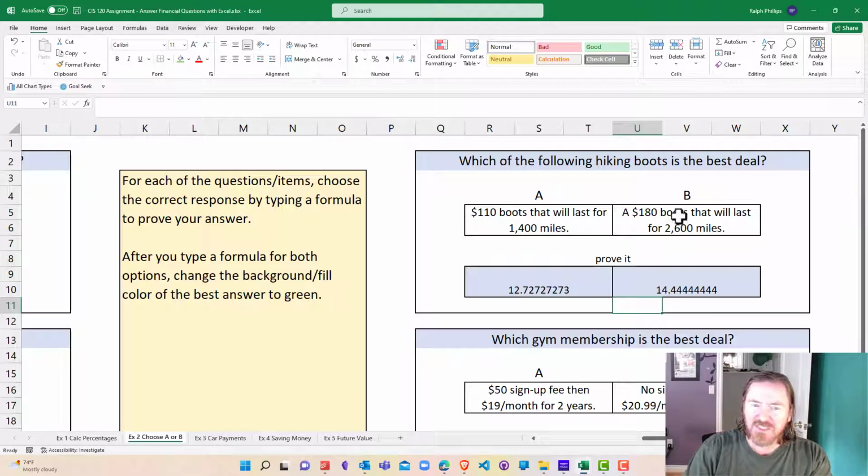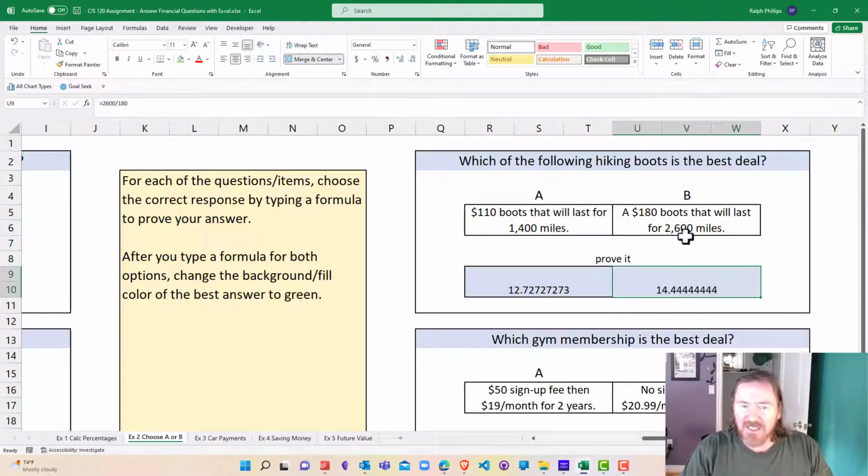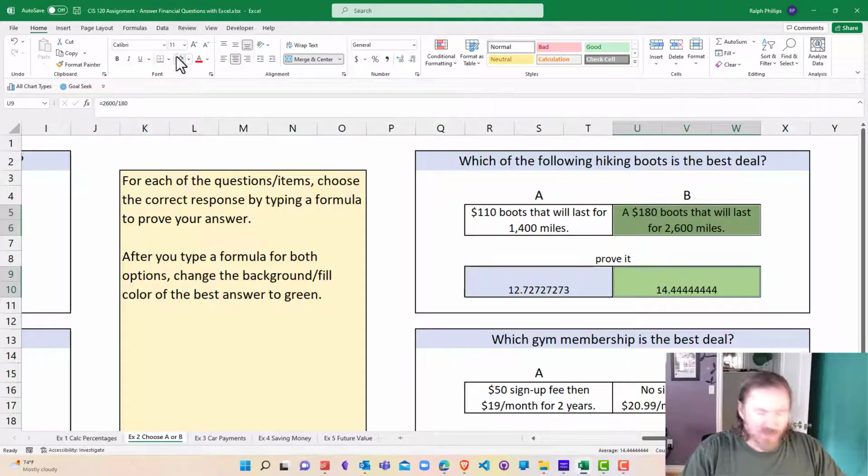So this is making it sound like boots B is the better deal, because even though the boots are more expensive, I'll get more mileage out of them. Can't remember what the PCT is. It might be around 2,600 miles. Can't remember. So this is going to give me more miles per dollar spent on the boots. So the more expensive ones, in theory, maybe higher quality, better mileage, literally.